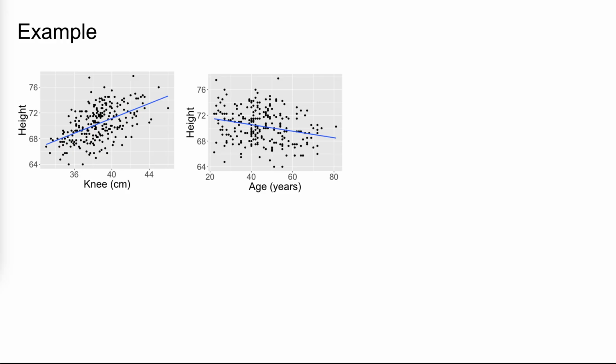In part 2 of our two-part video series on the LASSO algorithm, we'll explore an important detail. As a motivating example, consider the relationships of height with knee circumference in centimeters and age in years, plotted here. Though height is associated with both predictors, its relationship with knee is definitely stronger. That said, let's put both predictors into a linear regression model of height.